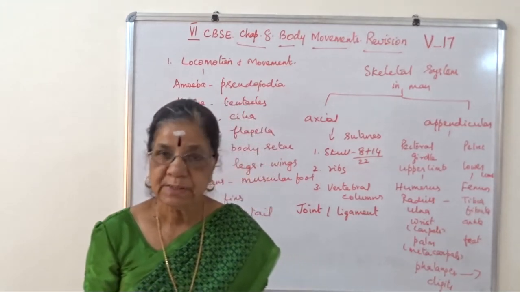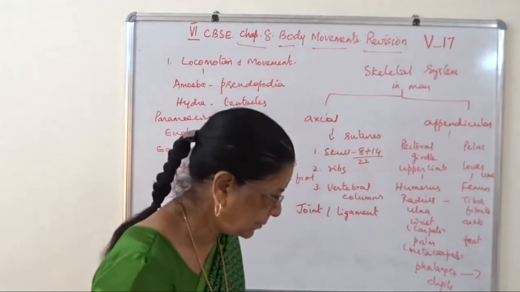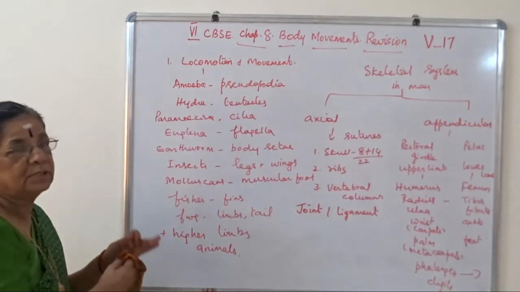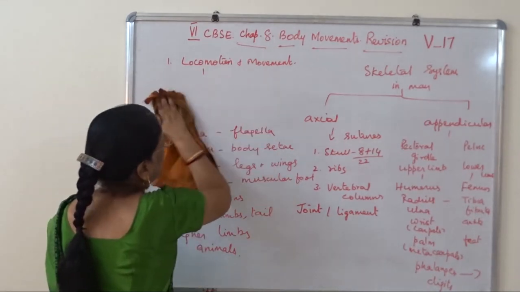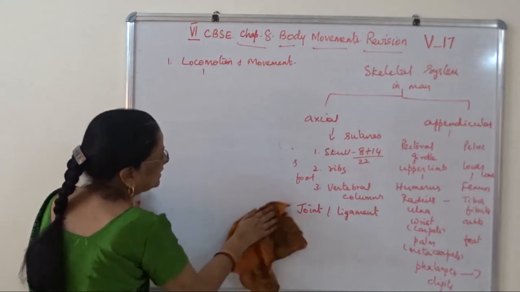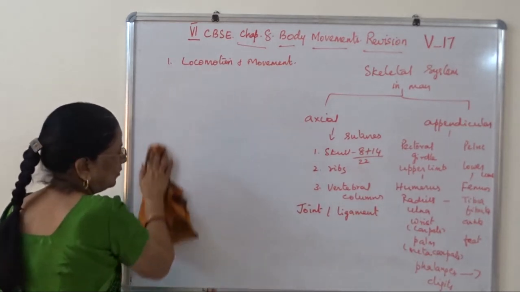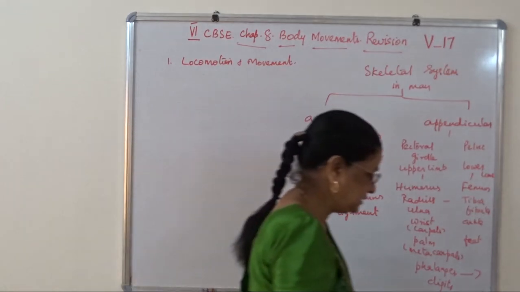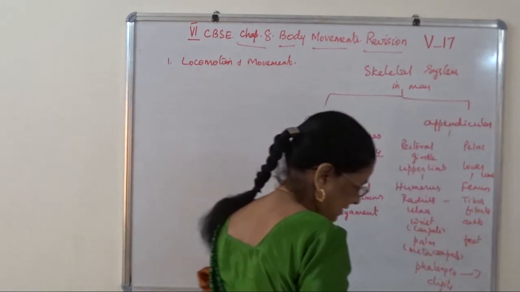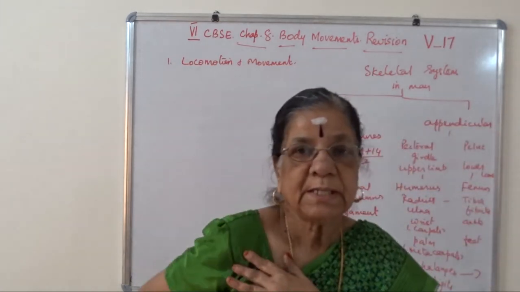Joints are of major 3 types. Under movable joints, we come across, one minute, under movable joint, we come across ball and socket joint, hinge joint, and gliding joint. Ball and socket joint, hinge joint, and gliding joint. What do you know? What comes to mind? Ball and socket joint, the shoulder or hip.